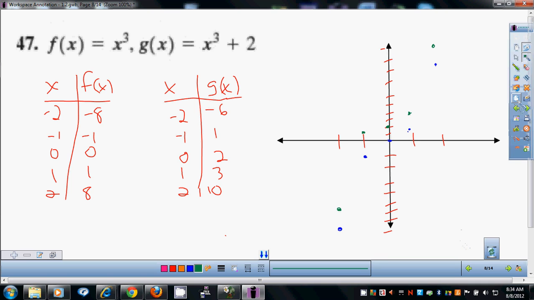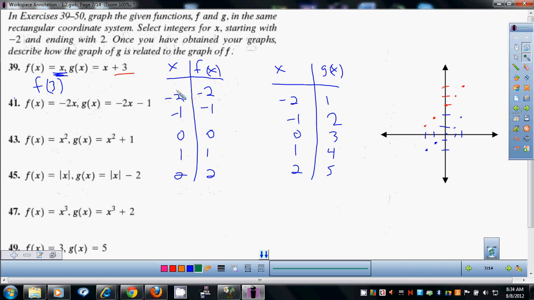One thing that you're going to start noticing, and that we're going to do a whole section on, notice what happened. We added 3, they moved up 3. We added 2, they moved up 2. Those little patterns are going to stay pretty consistent.